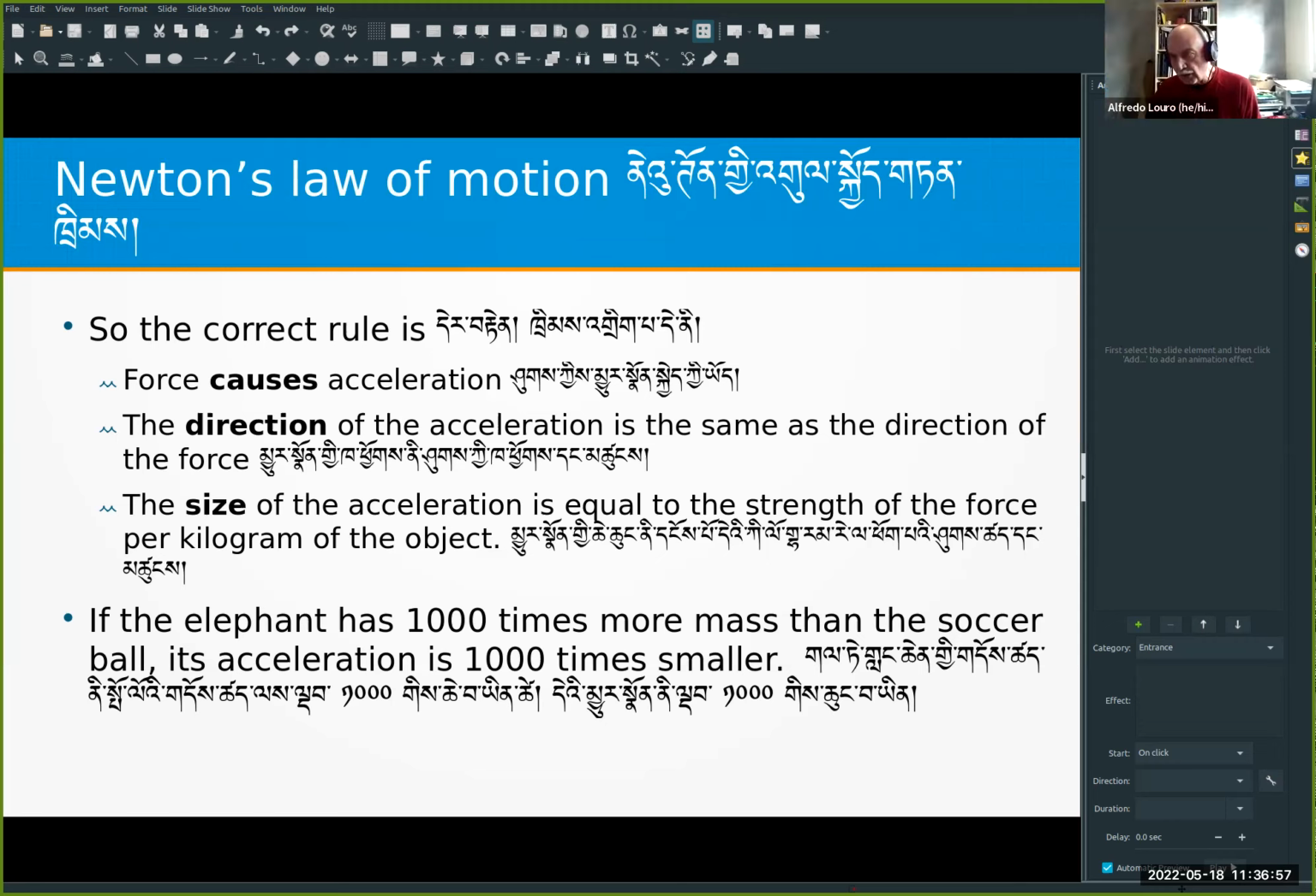I think you've heard of Newton's first law yesterday, if I'm not mistaken, but I will talk about it again. But there's a reason why I talk about Newton's second law first, and then we'll go back to his first law.